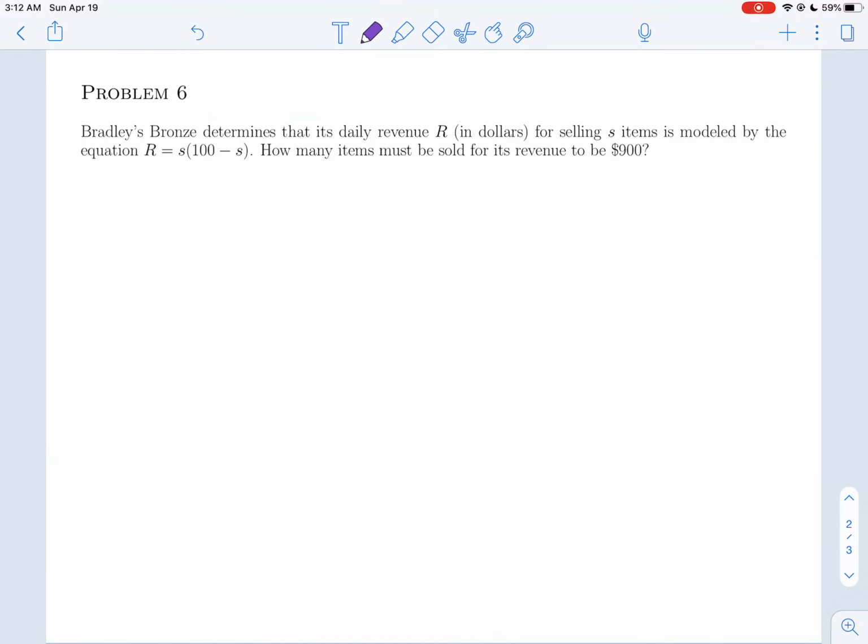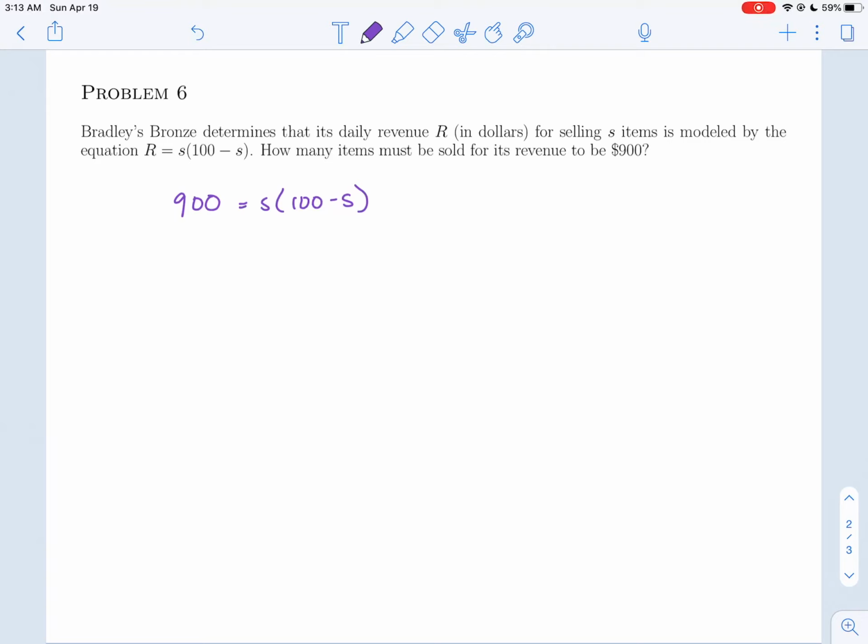All right, the second word problem we're going to look at is problem 6 in section 4.5. So for this problem, Bradley's Bronze has determined that its daily revenue, capital R, for selling S items is modeled by the equation R is equal to S times the quantity 100 minus S. Our question here is how many items must be sold for the revenue to be 900? So remember, revenue is that capital R. So for revenue to be 900, I just want to put that 900 where the R is. So here I'll have 900 is equal to S times the quantity 100 minus S.